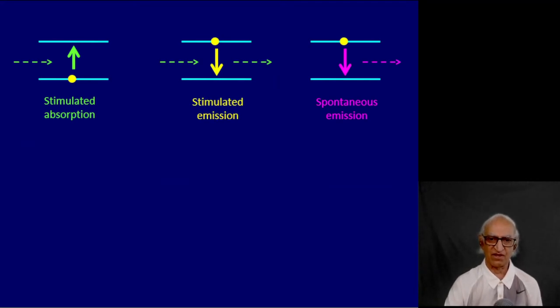Now, we will discuss this in detail later on, but you know that an atom in the ground state can absorb a photon and jump from a lower level to an upper level. This is known as stimulated absorption. Similarly, an electron in an upper level, tickled by an incident photon, can jump to a lower level, emitting a photon. This is known as stimulated emission. But an electron in an upper level can also spontaneously jump to a lower level. Why will it spontaneously jump? Because it has been tickled. Tickled by what? There is no incident radiation. Well, it has been tickled by fluctuations in the vacuum.